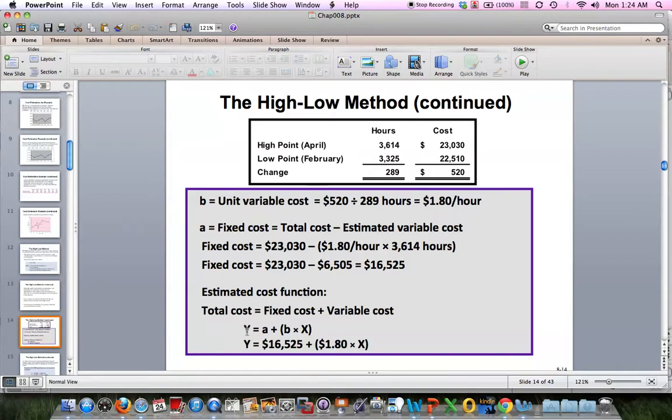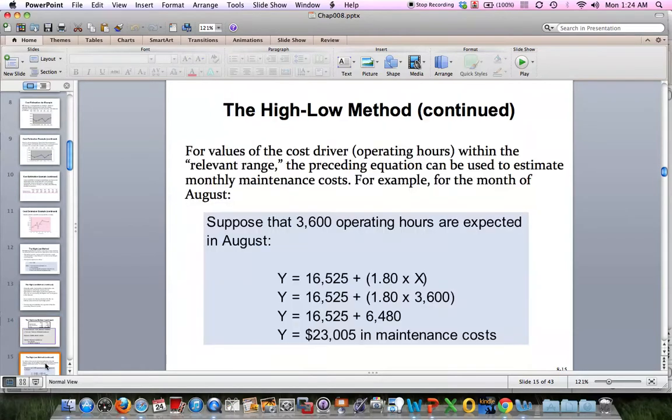So now we go back to our formula, the one we looked at at the top of page 269, and we're saying that y, which is total cost, equals 16,525, which is a, the fixed cost, plus $1.80 times x. Okay, $1.80 being the variable cost per hour.